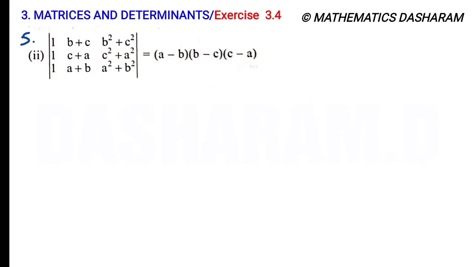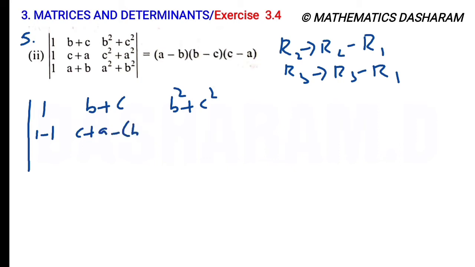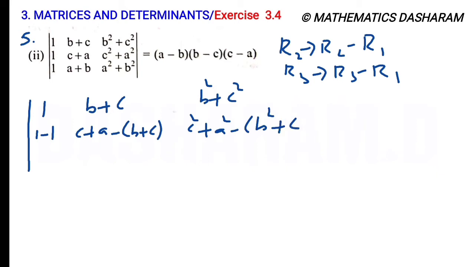Fifth bit, second problem: replace R2 with R2 minus R1 and replace R3 with R3 minus R1. So then it is very clear, first row will come as it is. Here the second row will be replaced with R2 minus R1, so 1 minus 1, C plus A minus bracket of B plus C. Next, C square plus A square minus bracket of B square plus C square.